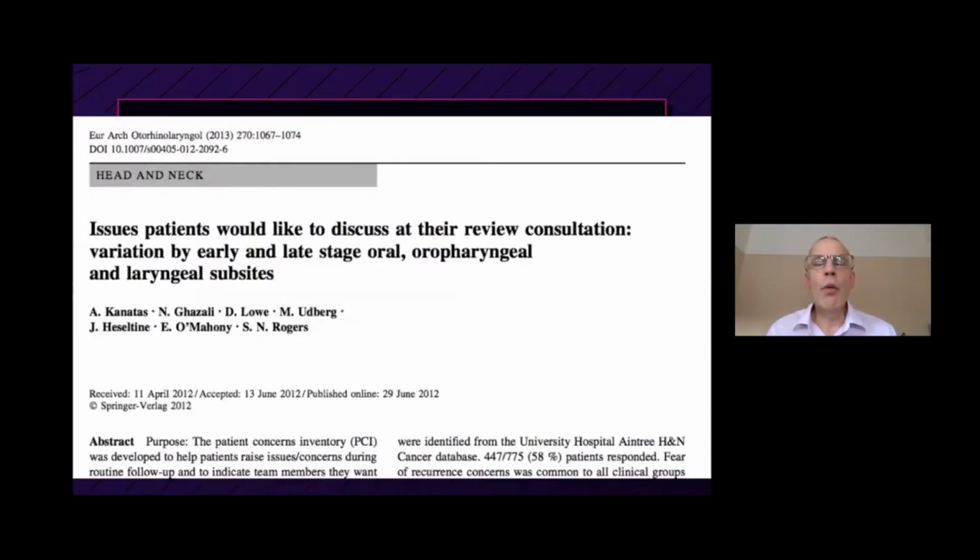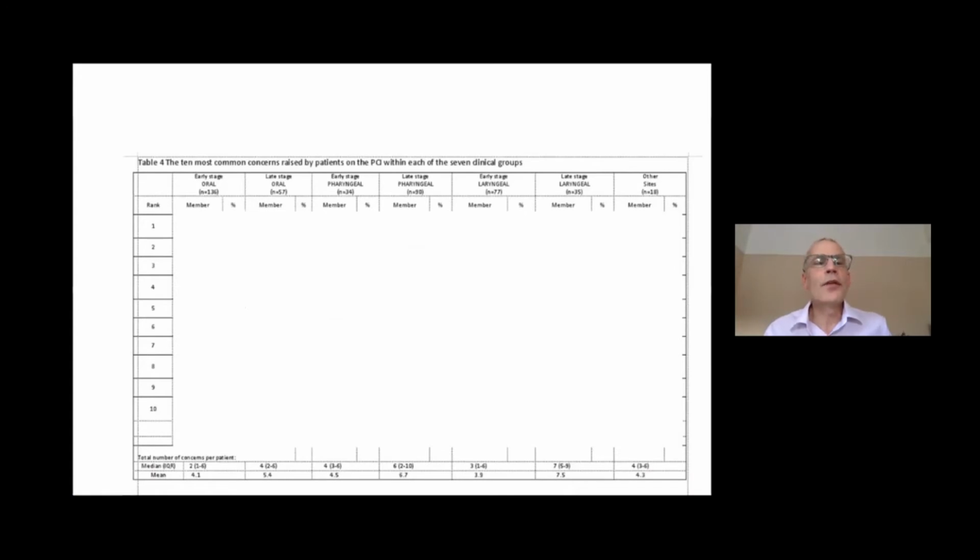In terms of what patients would like to talk about using the PCI in terms of early and late stage oral, oropharyngeal, and laryngeal subsites, we published on this in 2013. And I'm just highlighting this for a little bit of overall information. So you have the early oral and late oral, early oropharyngeal, late pharyngeal, early stage laryngeal and late stage laryngeal, and then the other sites such as maxilla.